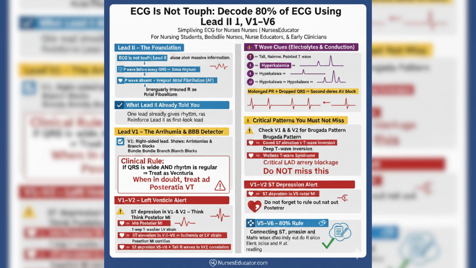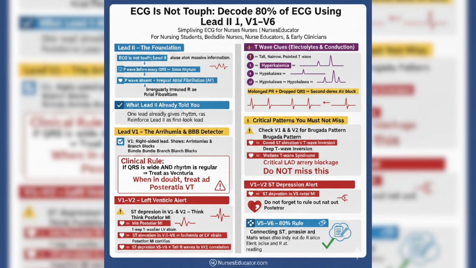Next, move to lead V1. This is your right-sided lead, and it is extremely important for arrhythmias and bundle branch blocks. If the QRS complex is wide in V1, there are only 3 possibilities: ventricular tachycardia, right bundle branch block, or hyperkalemia. If you are confused, remember this rule: if the QRS is wide and the rhythm is regular, treat it as ventricular tachycardia.